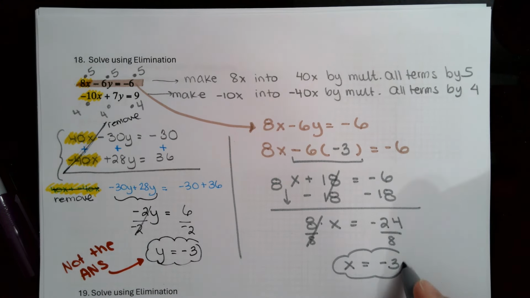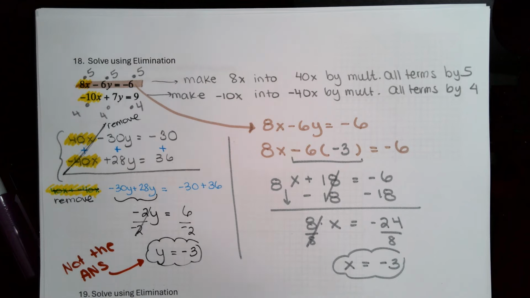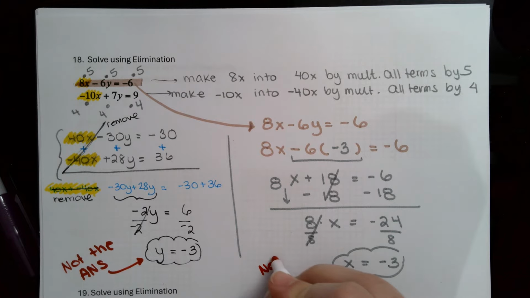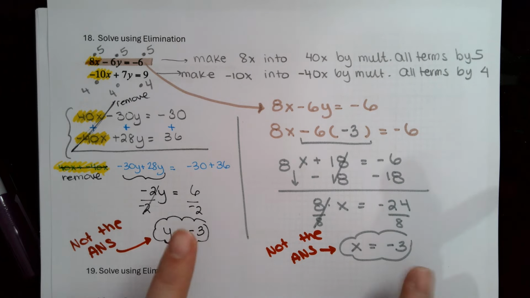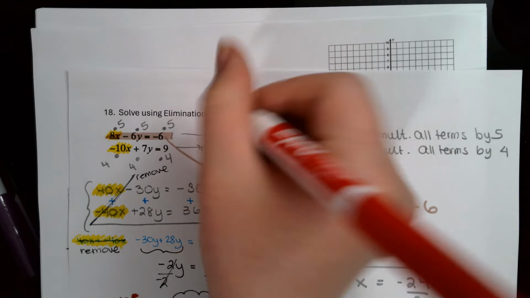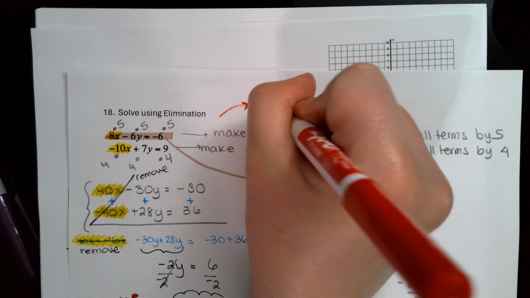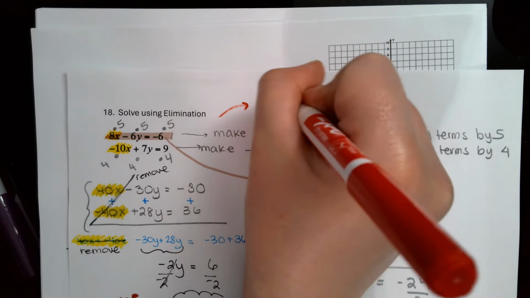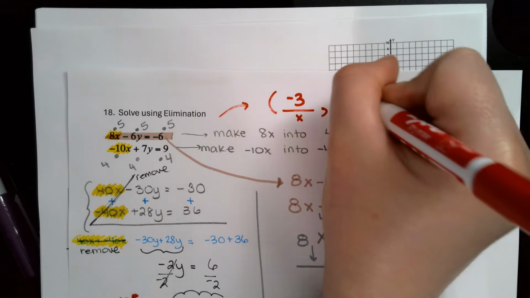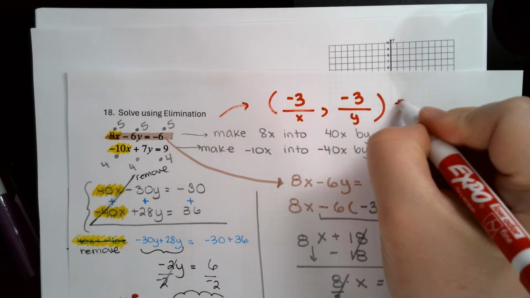Remember, this here is also not your answer. To write the answer, you are going to be combining both the x and the y's. So in this case, we have x, comma, y. So the x was a -3, the y was also a -3. This here of -3, comma, -3 is your answer.